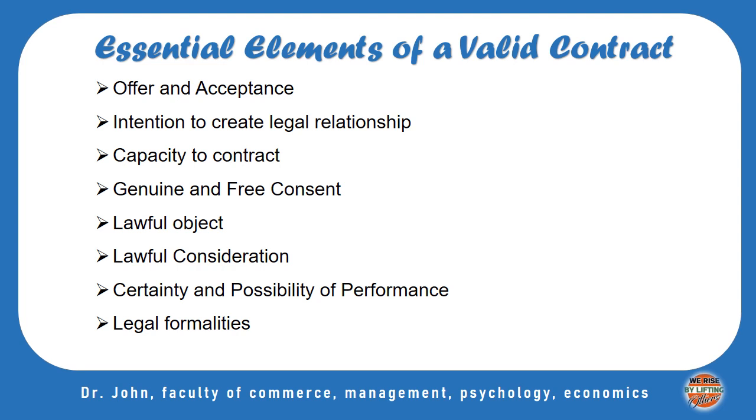Number 3, capacity to contract. Parties consenting to the contract should be of sound mind, should have attained the age of maturity, should be solvent, which means they should not be bankrupt at the time of entering into agreement. They should not be under the influence of drugs or alcohol, which means they should not be in an inebriated condition. Next is genuine and free consent. A valid contract must be freely obtained without any force or coercion. Consent is said to be not free when it is obtained by coercion, undue influence, fraud, etc.